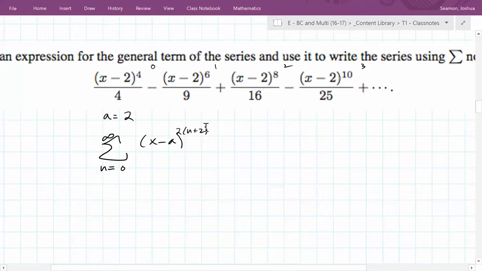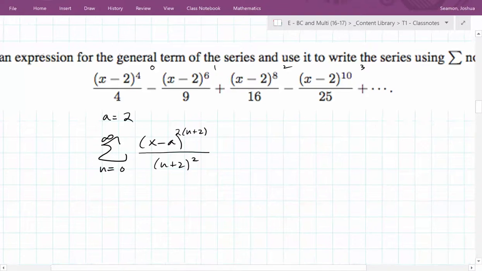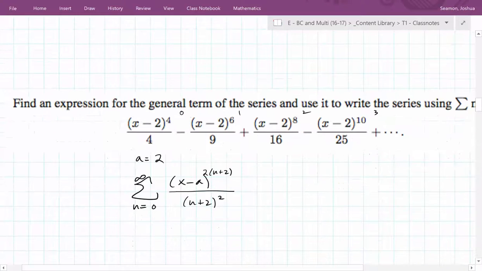And what is it over? 2 times what? N plus 2. It's the same. Oh, it's not the same, is it? So it's 4, 9. Oh, they're squares, right? So n plus 2 what? Squared. Nice. And then it's also alternating, and the first one's positive, right? So it's just to the n. That's why starting at 0 is kind of nice. You don't have to write the n minus 1 if it starts positive.